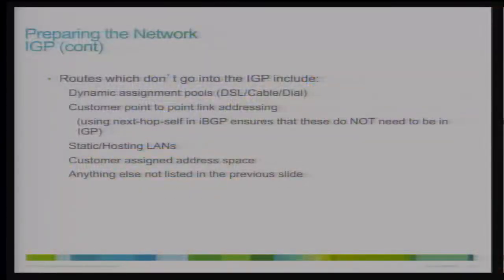So prefixes such as DHCP assigned IP addresses like DSL, cable, and so on, or BRAS, those IP addresses should not be injected into IGP. They should be carried in IBGP, not in IGP. Hosting LANs, the static and hosting LANs, again, those should not be in IGP. Customer assigned IP addresses, also they should not be in IGP. They should be in IBGP.